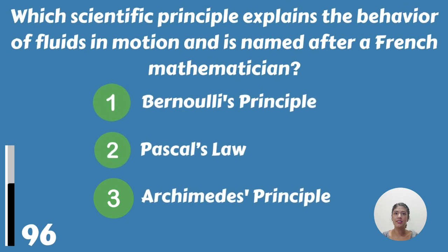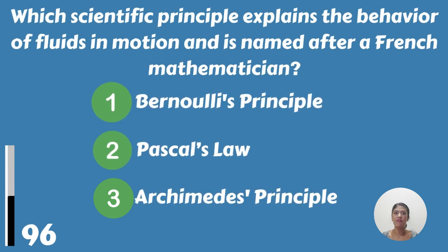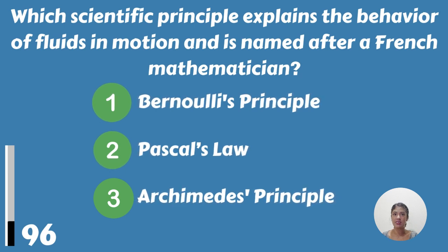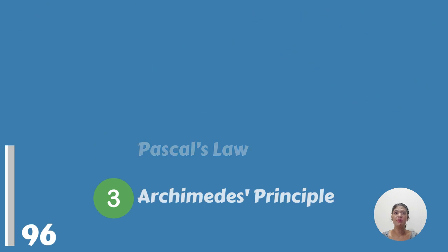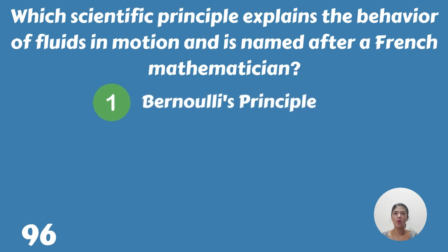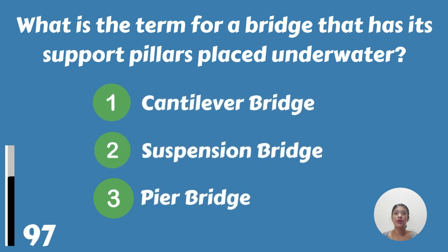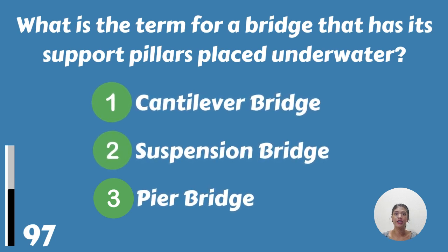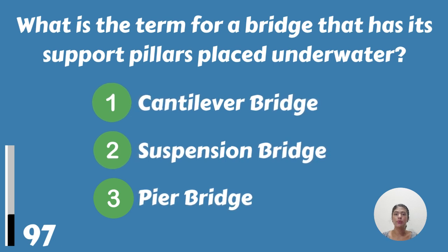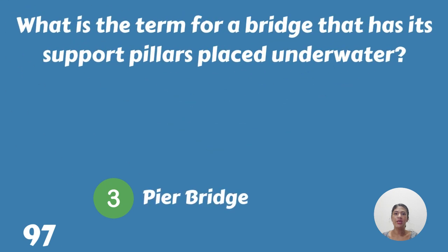Which scientific principle explains the behavior of fluids in motion and is named after a Swiss mathematician? Bernoulli's principle, Pascal's law, Archimedes' principle. Bernoulli's principle. What is the term for a bridge that has its support pillars placed underwater? Cantilever bridge, suspension bridge, pier bridge. Pier bridge.